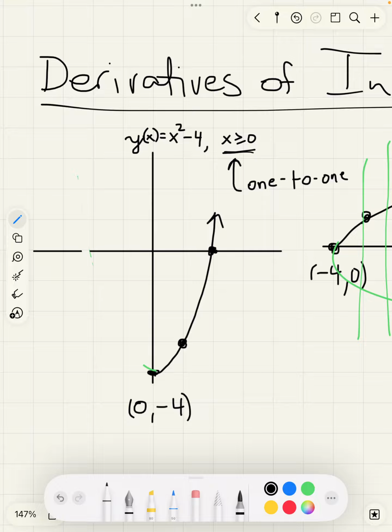With the original parabola, that definition fell apart because, for example, when y was 0, x could have been positive or negative 2. But by introducing that domain restriction, we make it so that there's only one y value for every x.